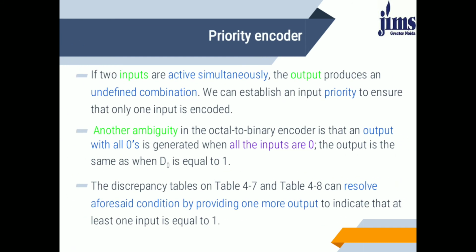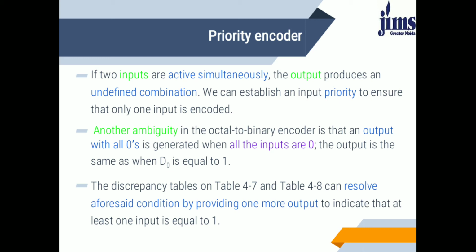Now if you wanted to implement a priority encoder, what is priority encoder? First we need to understand what is priority encoder. If two inputs are active simultaneously, which one to give the priority? The output produces undefined combinations. So we can establish an input priority to ensure that only one input is encoded.